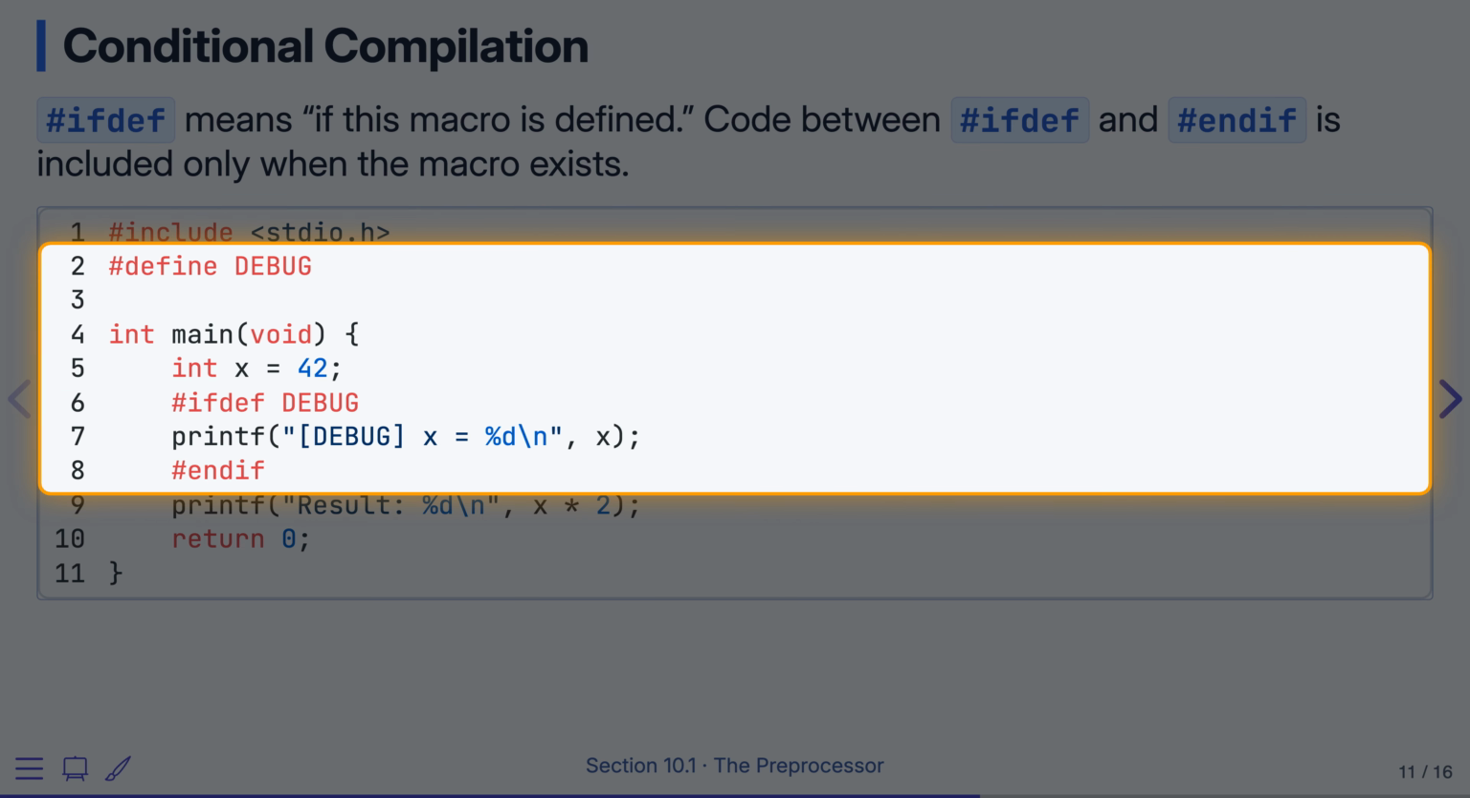Sometimes you want code to exist only under certain conditions. Debug output that disappears in production, or code that differs by platform. That is what conditional compilation is for.